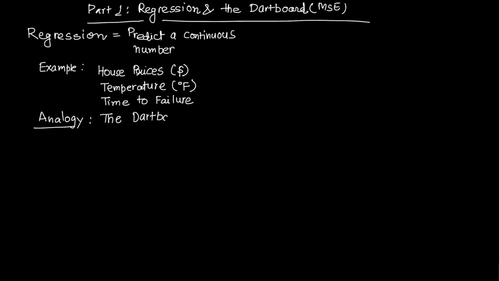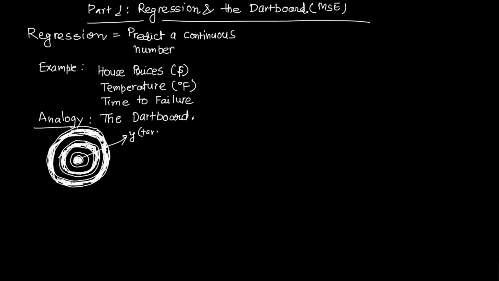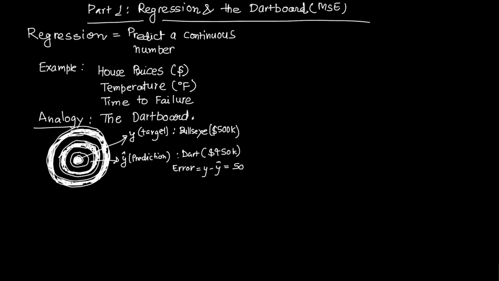Imagine you throw a dart at a wall. Label y, or target, is the bullseye, the actual price of the house, which is, let's say, $500K. y hat, or prediction, where your dart actually landed, is the model's guess, which is, let's say, $450K. The distance between them is the error, or residual. Error is y minus y hat. In this case, 500K minus 450K, which is equal to 50K USD.